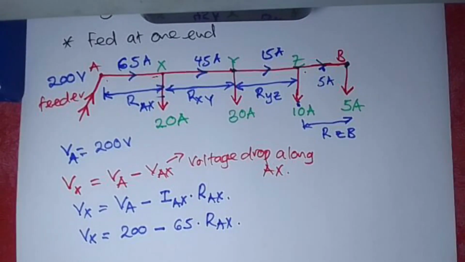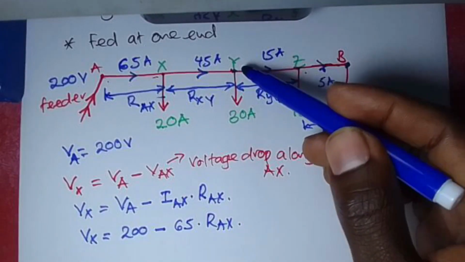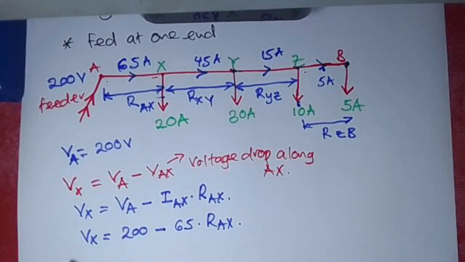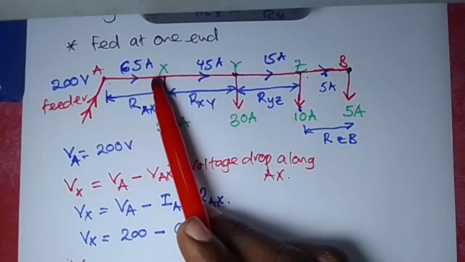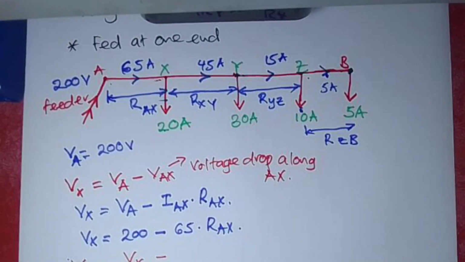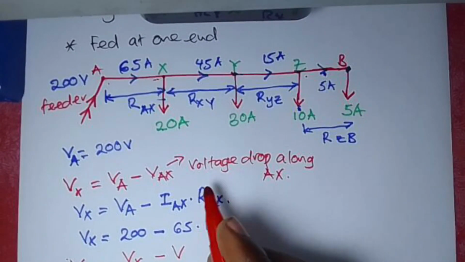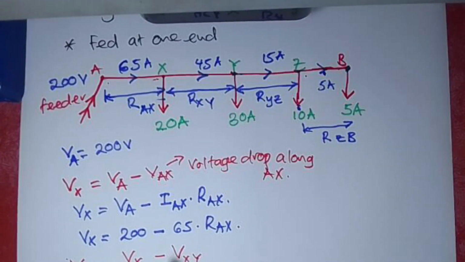So at that point, after putting these concepts, we can keep on calculating for the remaining ones. For example, if we want to get Vy, the voltage at point Y, I can say Vy is equal to the voltage at the previous point, which is Vx, minus the voltage drop along xy, which is Vxy. So similarly, you can calculate for that.